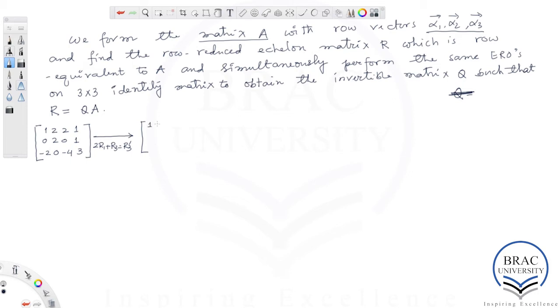So the first row and the second row stay the same, 1 2 2 1, 0 2 0 1, and the third row is 0, 4, 0, and 5. Good.